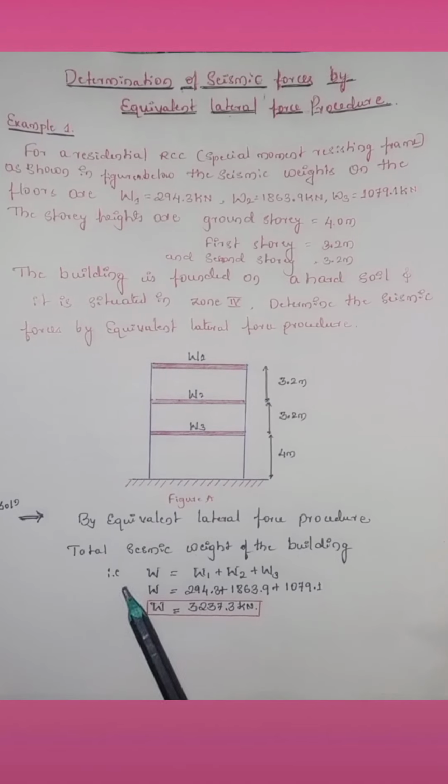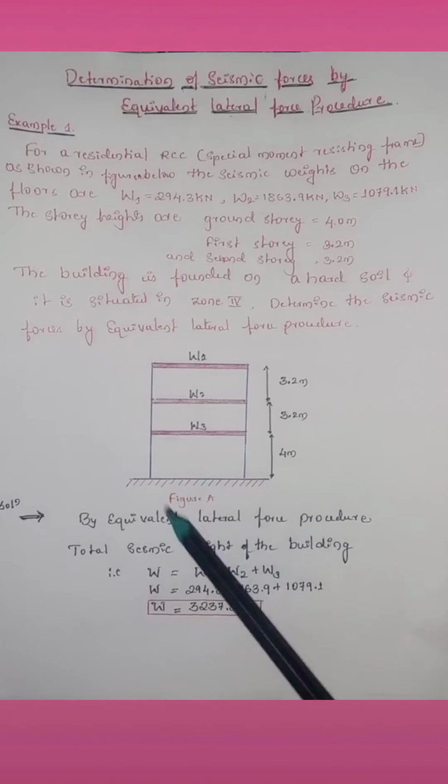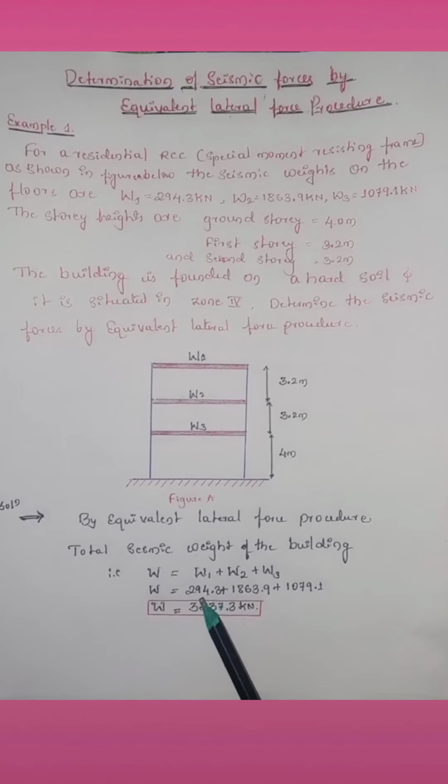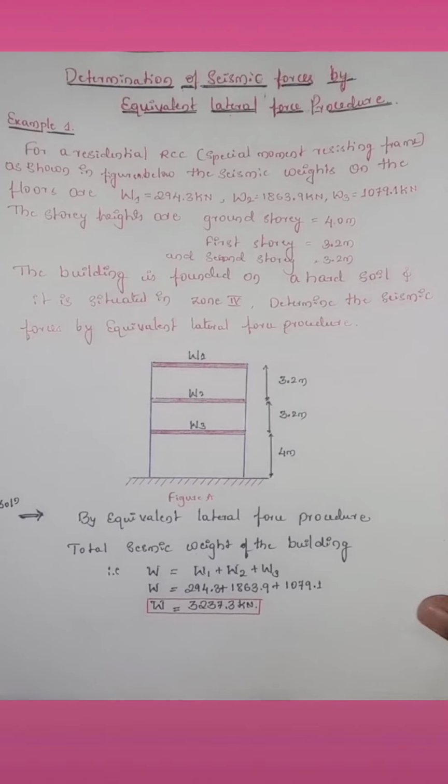For that, first we need to calculate the total seismic weight of the building. We need not calculate the individual weights of the floors, as they have given them here. We just need the total seismic weight, which we can calculate by adding those weights: 294.3 plus 1863.9 plus 1079.1. Here it comes to around 3237.3 kilonewton. This is the total seismic weight of our building.